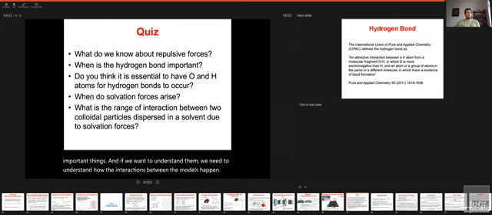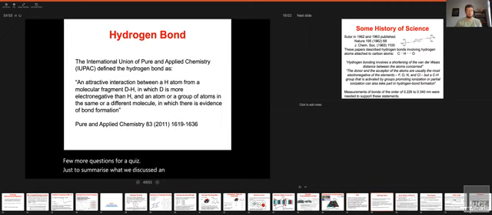A few more questions for a quiz, just to summarize what we discussed. And before I end, I wanted to bring up the hydrogen bond again. This is the current definition from the IUPAC. And what you see here is that D does not necessarily have to be an oxygen. So we can have hydrogen bonds between substances that are different than water.